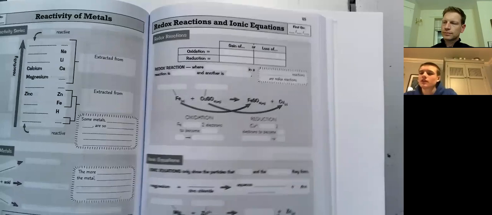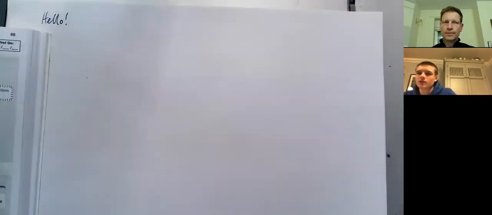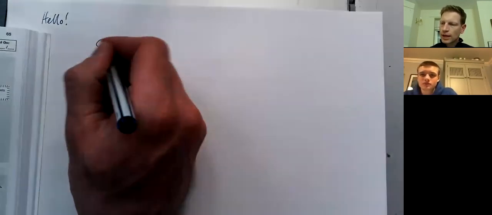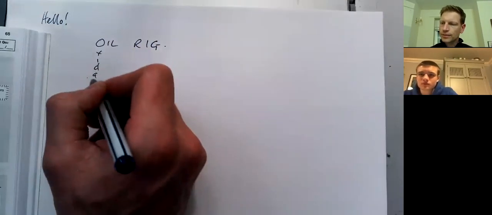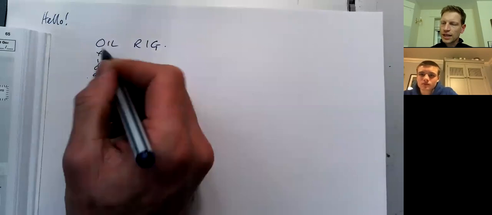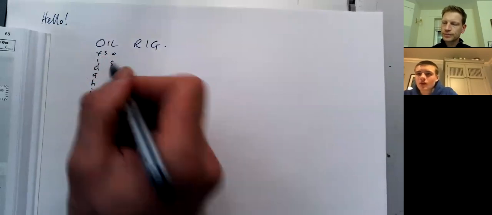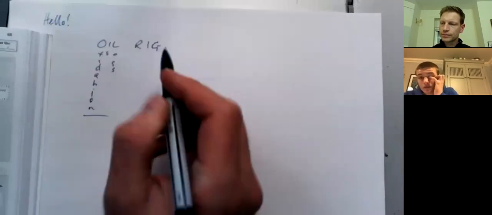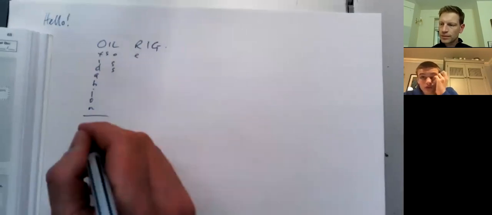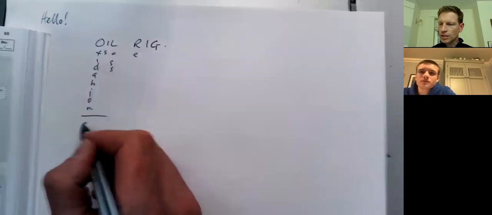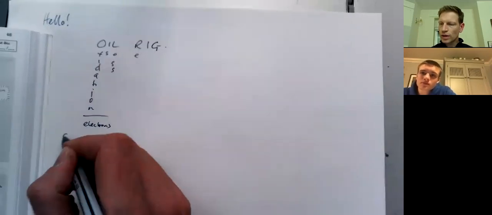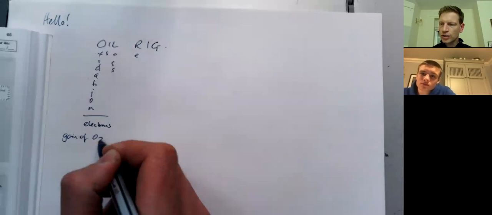Oxidation is loss of electrons and reduction is gain of electrons. Okay. Do you know what else that can mean? Oxidation. Gain of oxygen ions, yeah, or just oxygen. So yeah, it's loss of electrons or it's gain of oxygen.